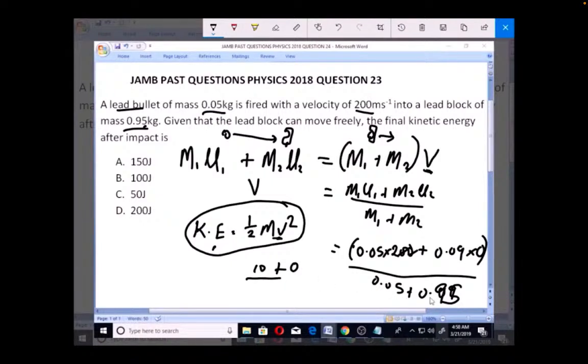0.05 plus 0.95 is 1. So you have 10 plus 0, which is 10 over 1, which is 10. So V is equal to 10. From this calculation, our V is equal to 10 meter per second.